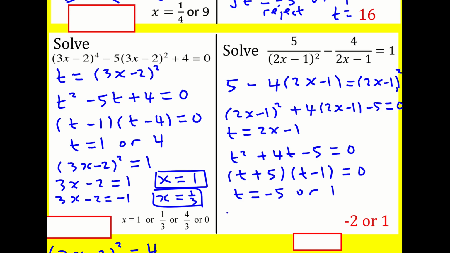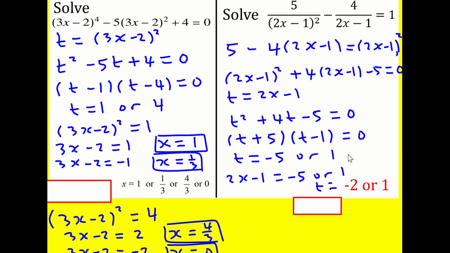Now let's remember that was our 2x minus 1. So when we have minus 5, we're going to get minus 4 by adding 1. We're going to divide by 2. We're going to get minus 2. When 2x minus 1 is 1, we're going to add 1. We're going to get 2x equals 2. We're going to divide by 2, and we're going to get 1. So it does all work out.